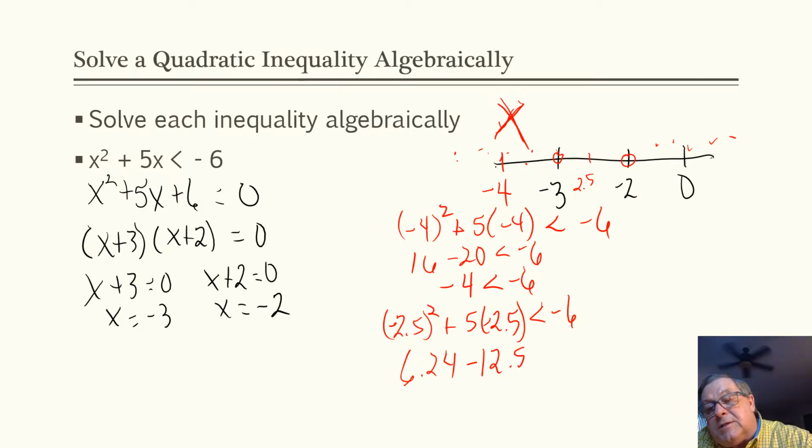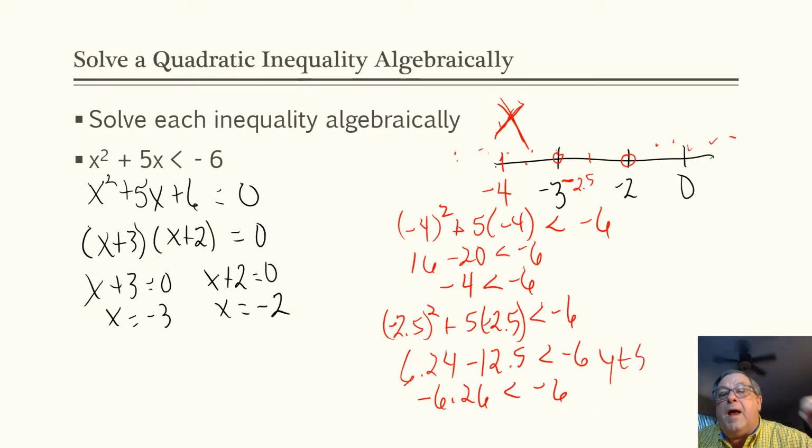Still asking the question, is that less than negative 6? Let me make sure I've got that, it's negative 2.5. So we've got 6.25 minus 12.5, and that's negative 6.25. And is that less than negative 6? Yes. So that interval passes.